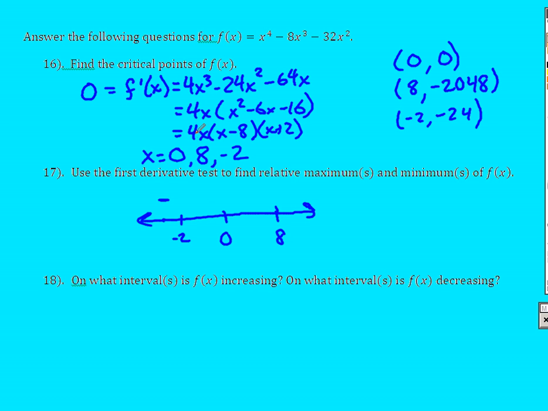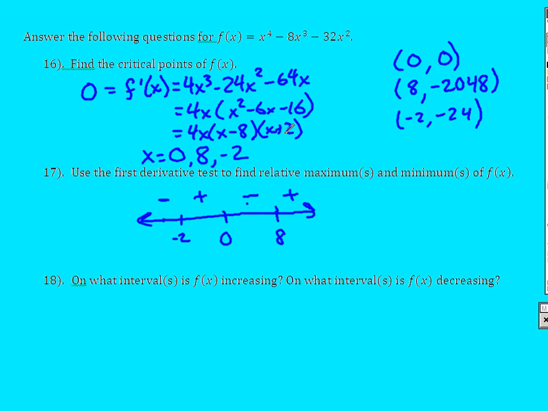I plug in negative 1. Negative times negative times positive gives me positive. This one here will be negative. This one here will be positive. Again, this is positive 1. This will be positive times negative times positive, and then all of them will be positive for the last one.